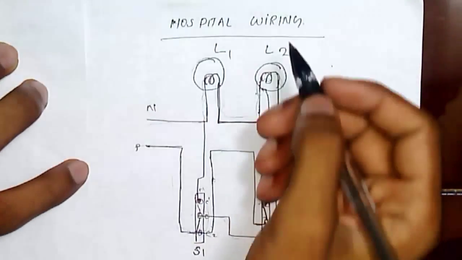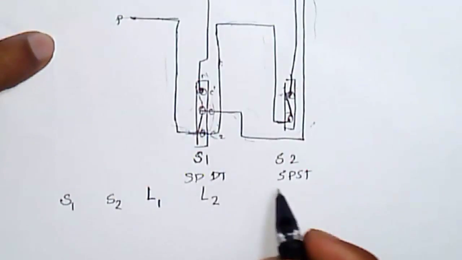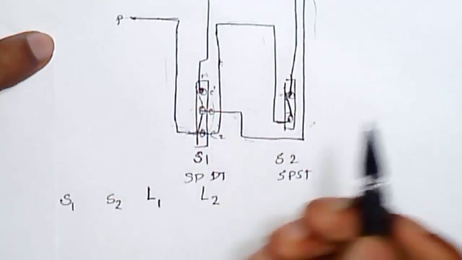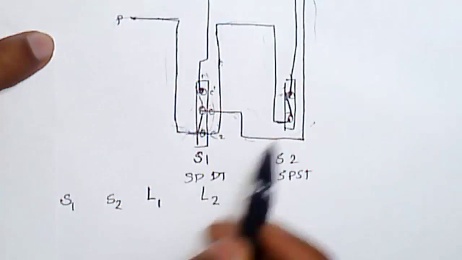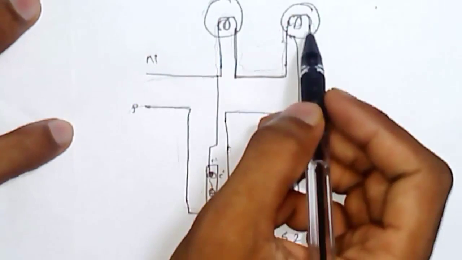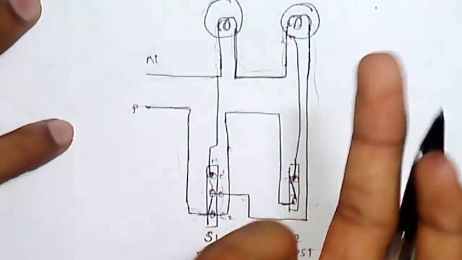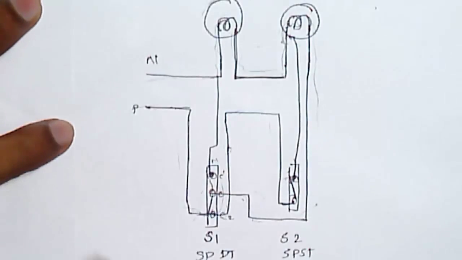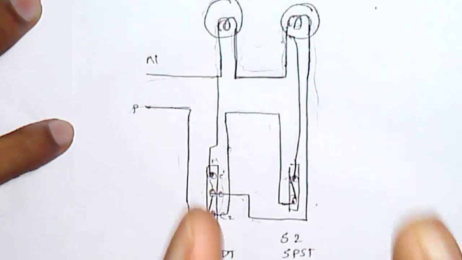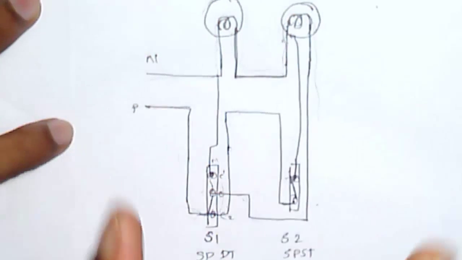Hi friends, this is hospital wiring. We have two lamps and two switches, one SPDT and one SPST switch, with which we can have three connections using two switches. That is, we can have a parallel connection of the two bulbs, where both bulbs glow at a time, a series connection of the two bulbs, where both bulbs dim at a time, and a single bulb glowing at a time. And this is the hospital wiring.